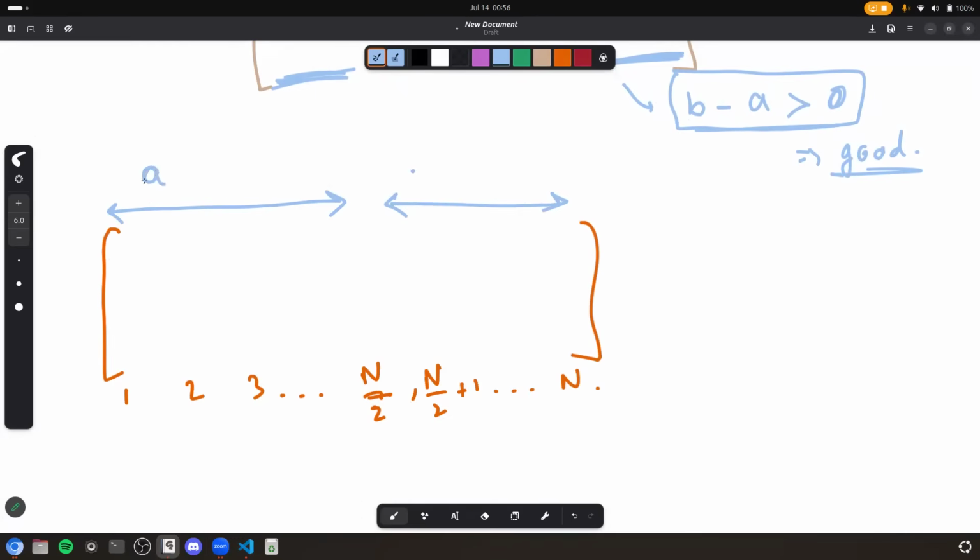Let's say if the subarray sum of this was A and subarray sum of this was B. So if we multiply all elements of A by -1 and take the total sum, it would be B minus A. And if this is positive, then we can choose this as our subarray, and then the sum would become A minus B, which will be negative. So this array will be good.